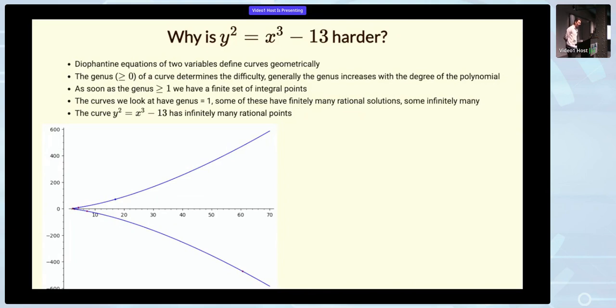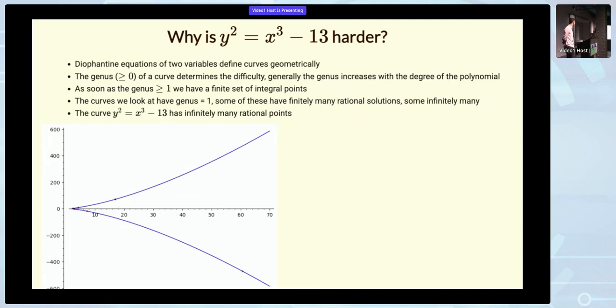are. So as soon as the genus is at least 1, we have a finite set of integral points on such a curve. And the curve we're looking at, y squared equals x cubed minus 13, does have genus 1. So we know the answer is going to be finite. But we would still like to list it, right? We like to solve these equations very explicitly, not just know that the answer is finite.